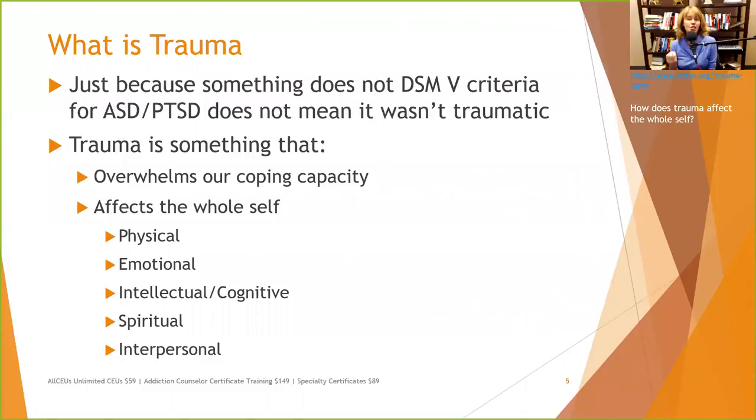And it affects the whole self. It's not just a cognitive thing or an emotional thing. It affects people physically, emotionally, intellectually and cognitively, spiritually and interpersonally. So aside from surviving a violent crime or physical or sexual abuse, those are the things we typically think of when we think of trauma. What other things are traumatic to people?